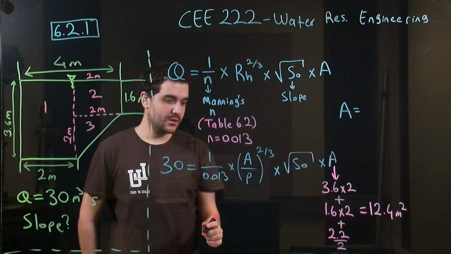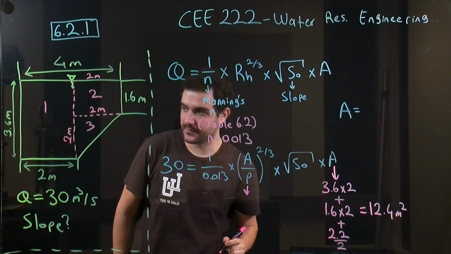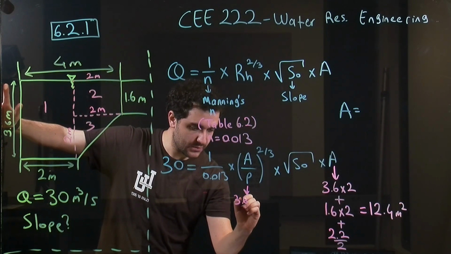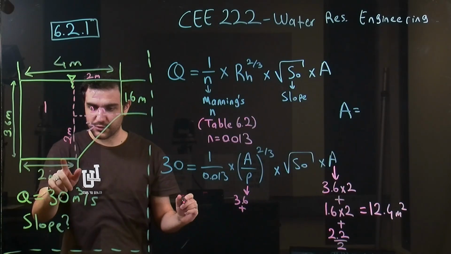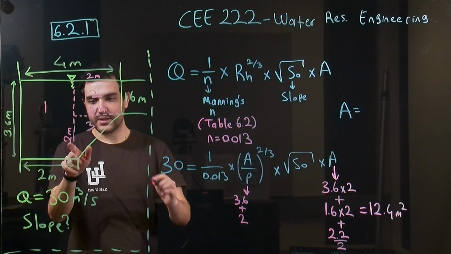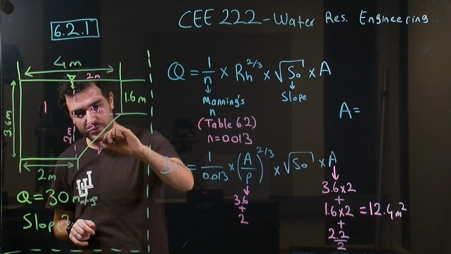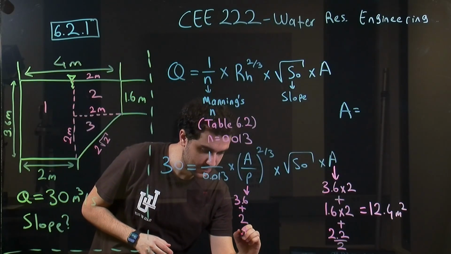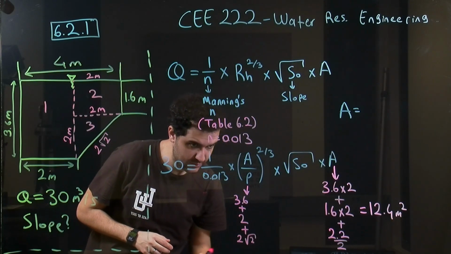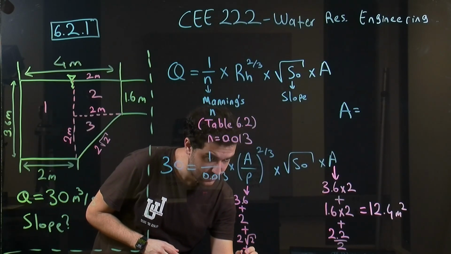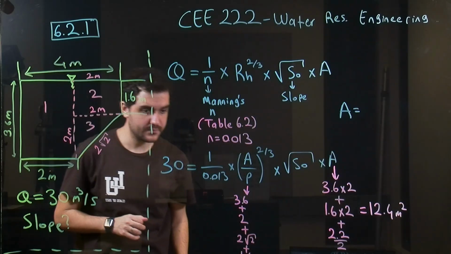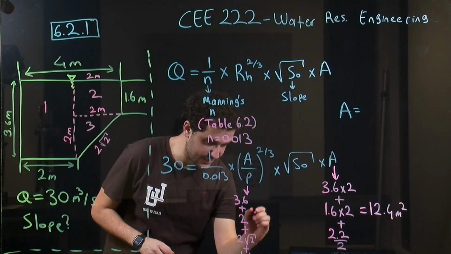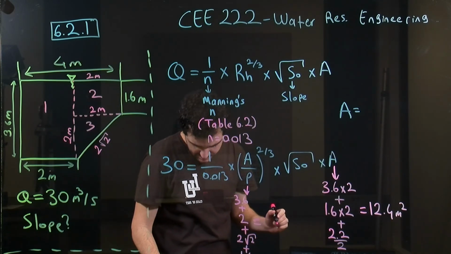And for the perimeter, we can start from this side. We have 3.6. We have 2. We have 2 root 2. And finally we have 1.6. Actually, you cannot see that. So we have 1.6 and this is equal to 10 meters.